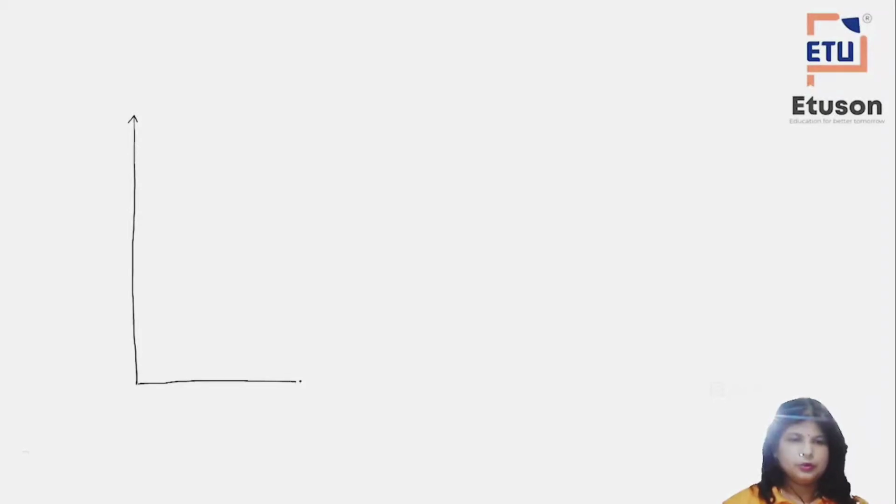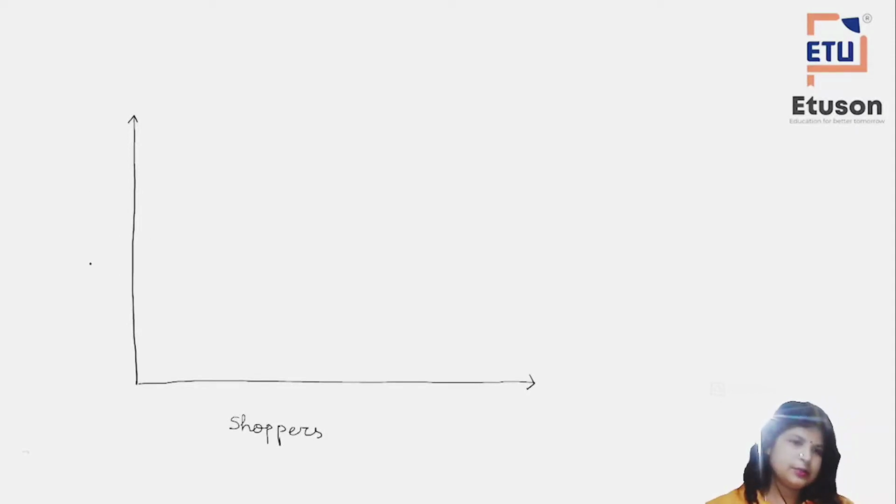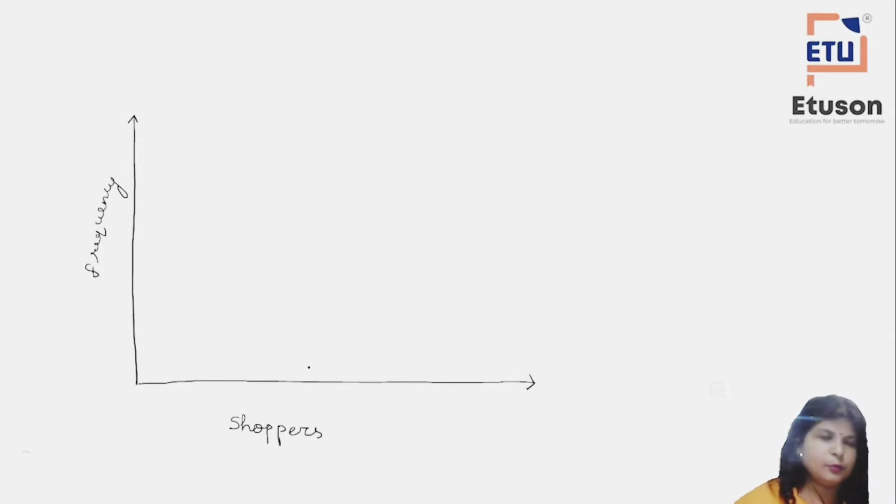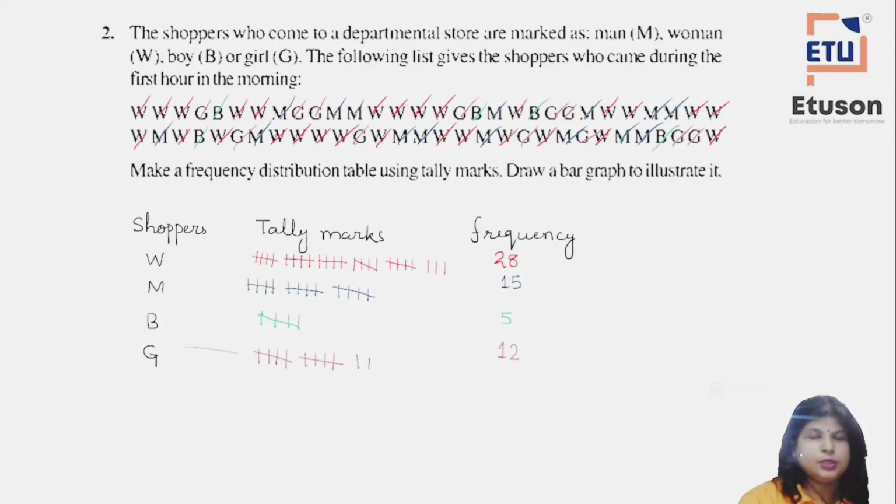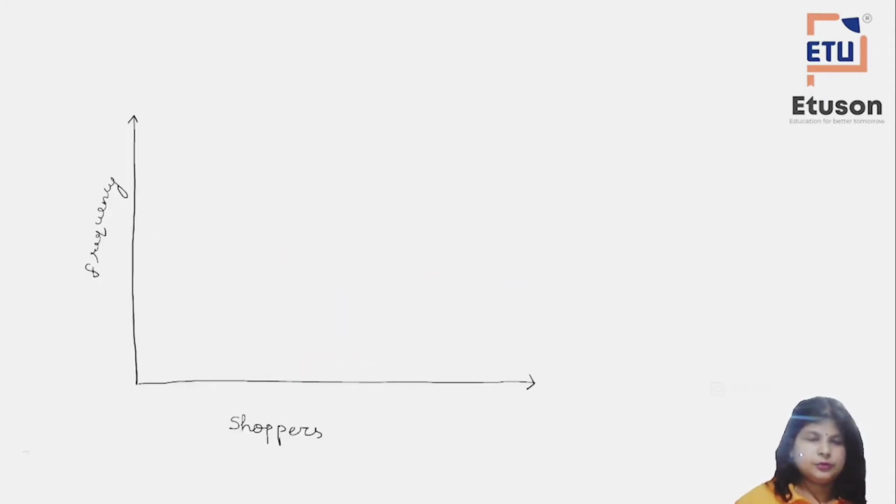So you have to plot your bar graph now. Okay, so in your x-axis you have your shoppers, and in the y-axis the frequency, how many shoppers have gone. Like how many women have gone, how many boys have gone, how many girls have gone, right. So first is women, 28. So let us check the numbers: 28, 15, 5 and 12. So maximum is 28, right? So let me mark 28.